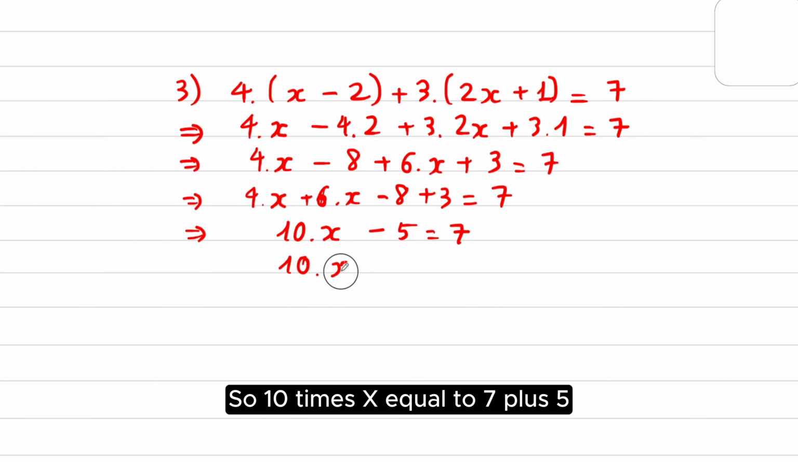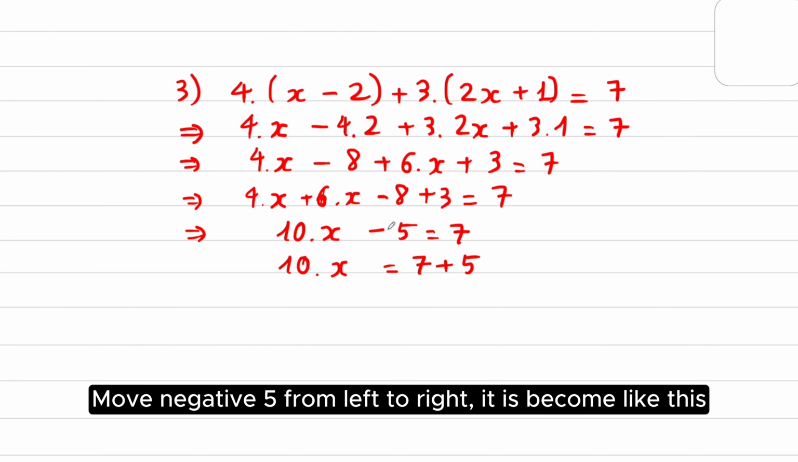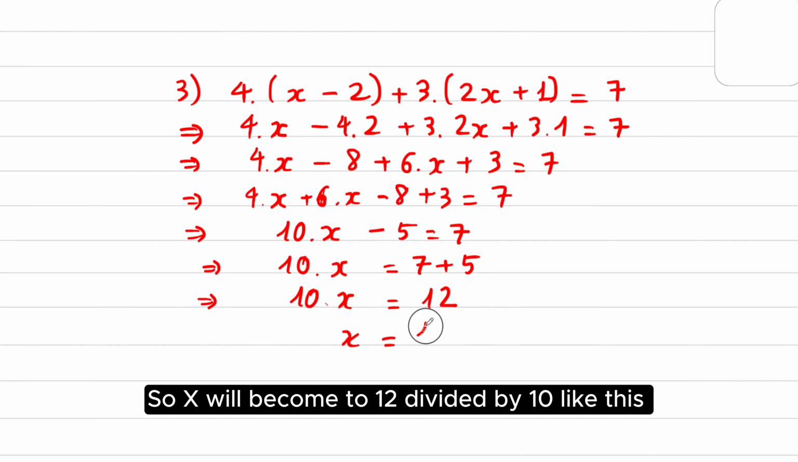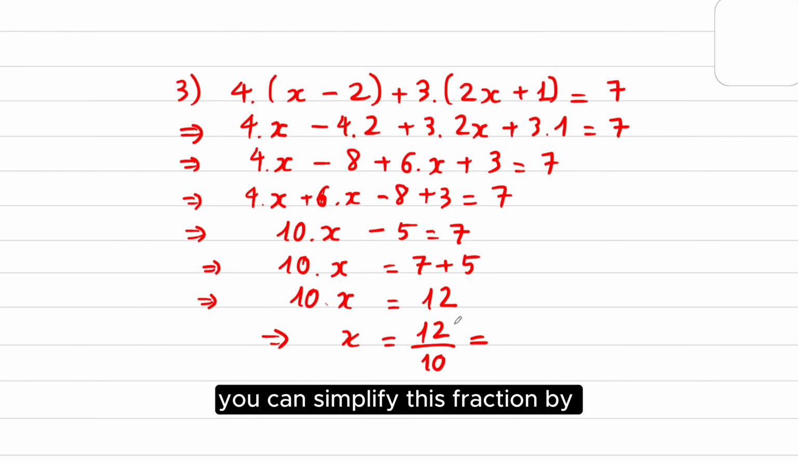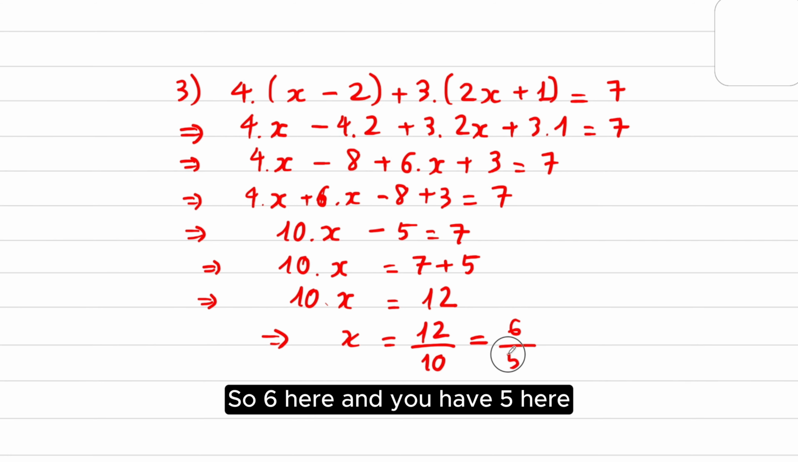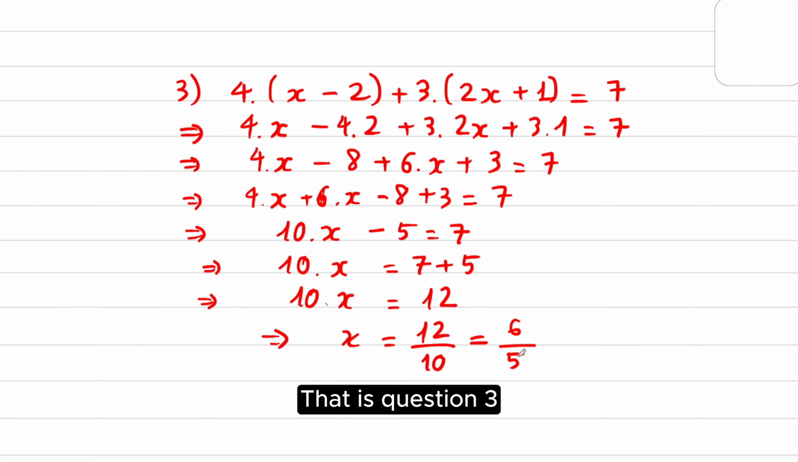So 10 times x equal to 7 plus 5. Move negative 5 from left to right. It becomes like this. And then you get 10 times x equal to 12. So x will become 12 divided by 10 like this. And 12 divided by 10, you can simplify this fraction by dividing both numerator and denominator by 2. So 6 here and you have 5 here. Okay, that is question 3.